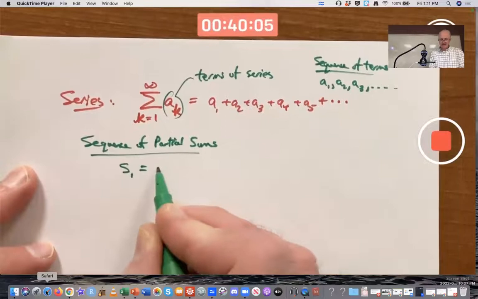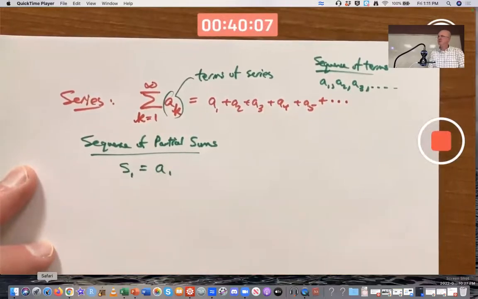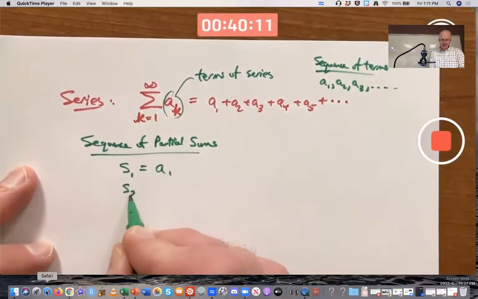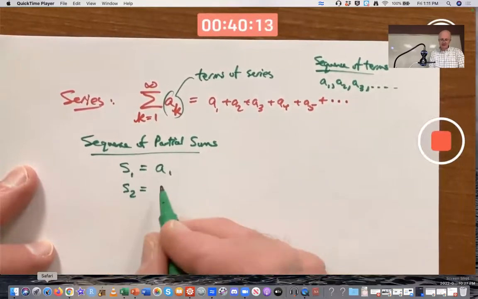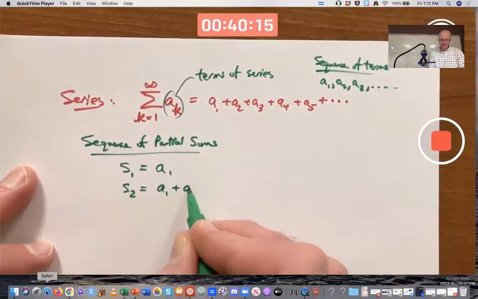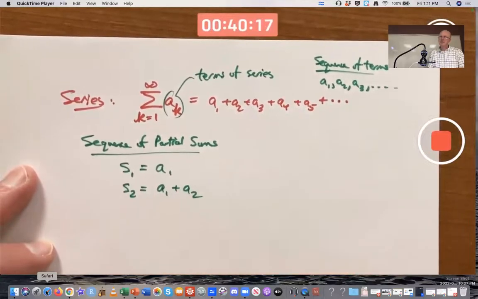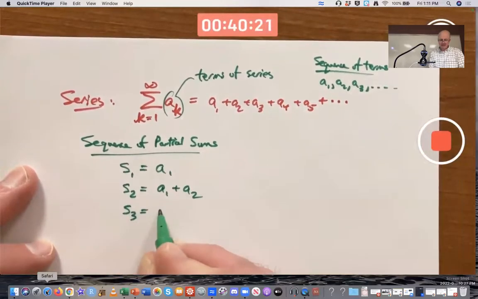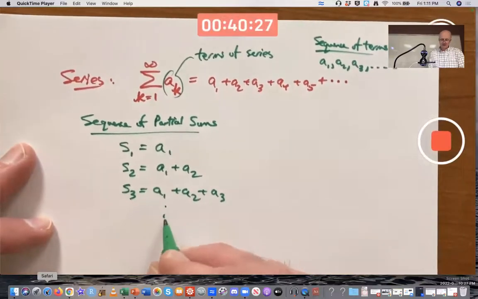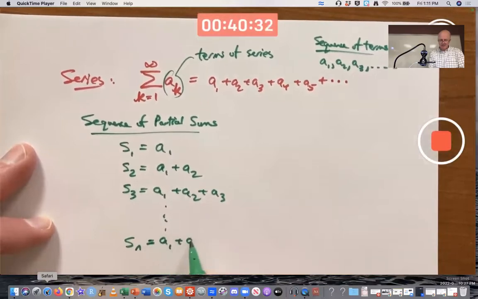s1 is just a1, that's called the first partial sum. It's not really a sum. s2 is the symbol for the second partial sum. It's the sum of the first two terms of the series. s3 is the third partial sum. It's the sum of the first three terms of the series, et cetera. sn is the sum of the first n terms of the series.